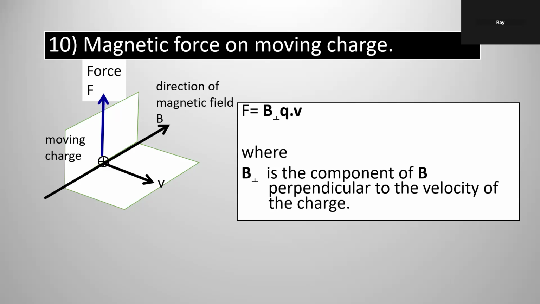Using Fleming's rule, that's all. Current is the movement of positive charge. Field going in, current is going to the right. Yeah, I can get it.